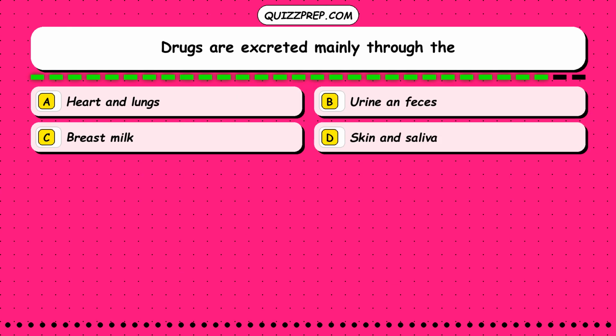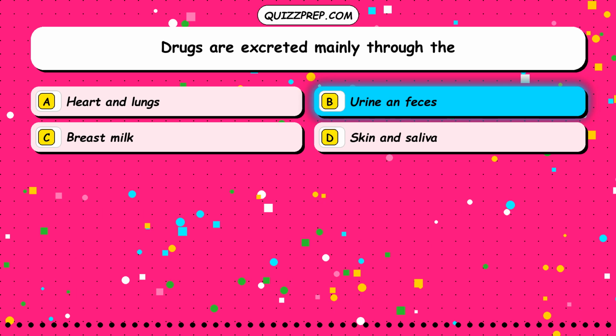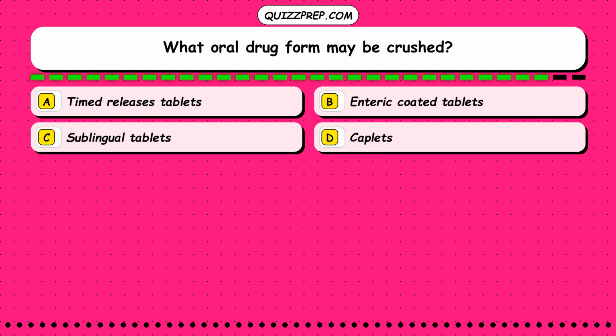Question 234. Drugs are excreted mainly through the: Option A. Heart and lungs. Option B. Urine and feces. Option C. Breast milk. Option D. Skin and saliva. The correct answer is option B. Urine and feces. Question 235.